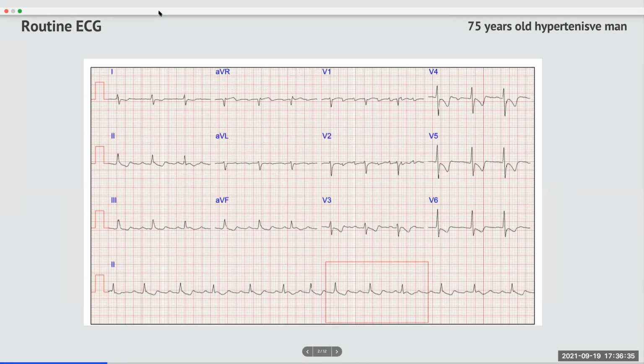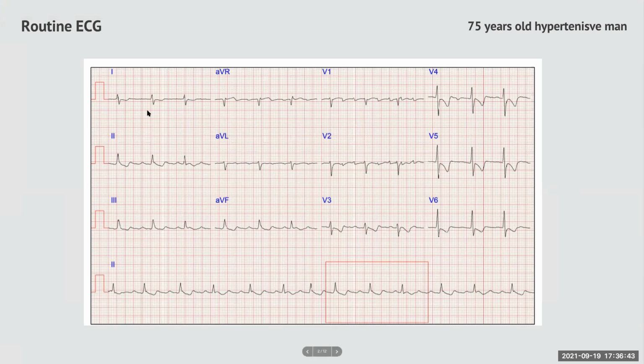P-wave inversions in V2 to V6. Okay, very good, Naseem. That's excellent. Now, how would you find out the rate here? A simple thing is obviously this: do you think this is tachycardia or bradycardia? Just eyeball it. Do you think this is a fast heart rate or a slow heart rate?